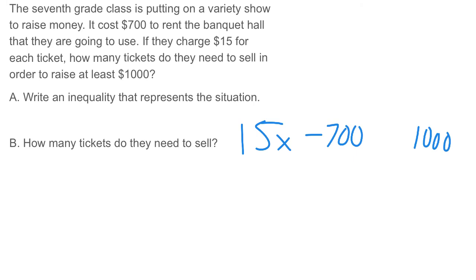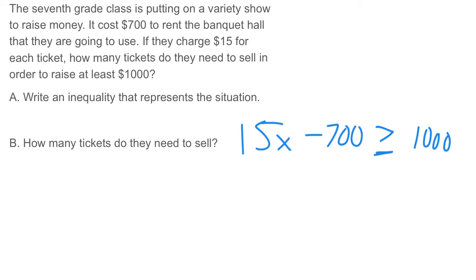Now the question is, what goes in between? What goes in between should be greater than or equal to 1,000. It's greater than or equal to because they have to raise at least 1,000. So it can be 1,000, which is fine, but it also can be greater than 1,000. We have this because this is the money they earned, $15 times a ticket, and I'm subtracting the 700 because the 700 is the rental cost, so that cuts into their ticket sales. So this is why you have the minus 700.